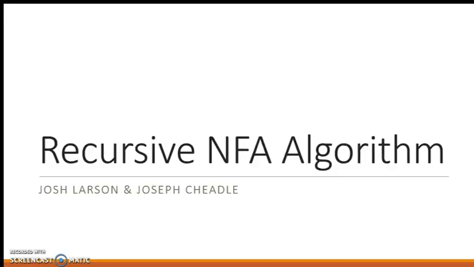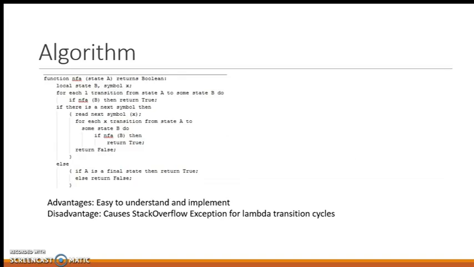We found an algorithm online to implement for recursive NFA. This algorithm is, like you said, recursive, and as you can see, it accepts a state. Going from that state, first of all, there's this for each loop here. This is checking all lambda transitions from that state. If any of those lambda transitions ends up in a final state, then you return true.